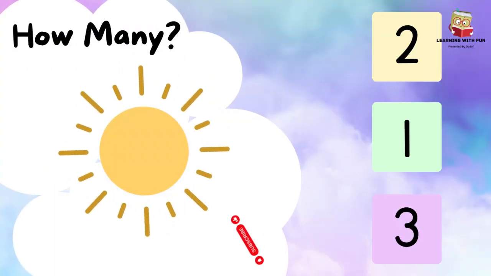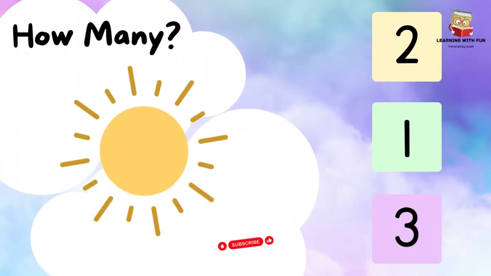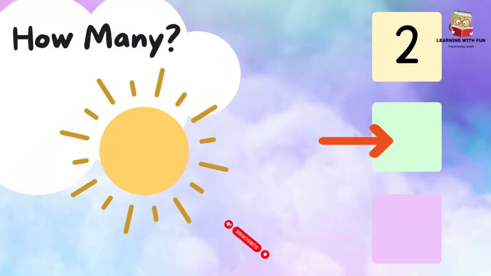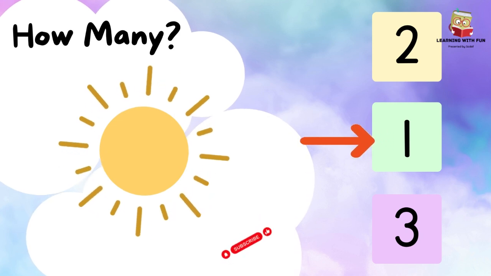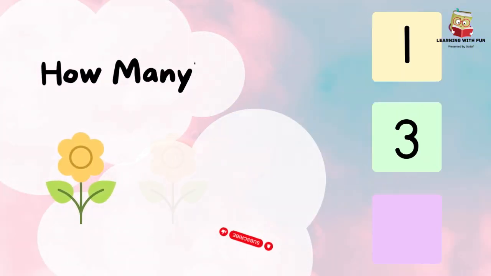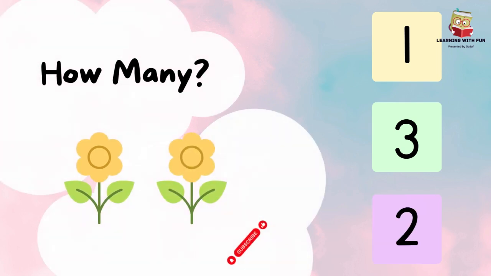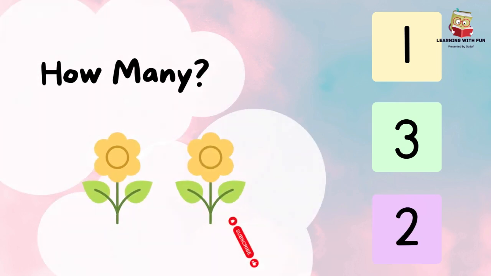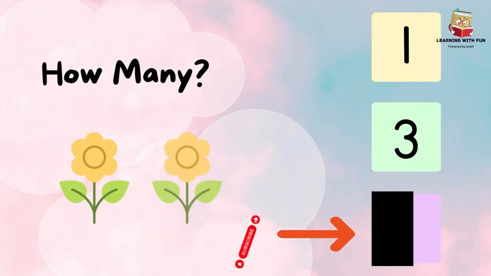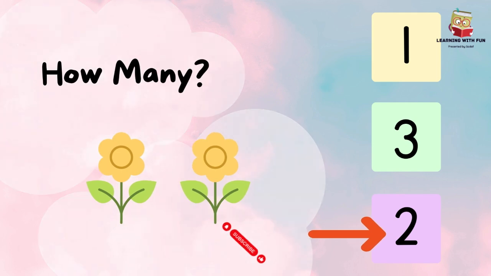How many suns do you see? 2, 1, 3. 1. How many flowers do you see? 1, 3, 2. 2.